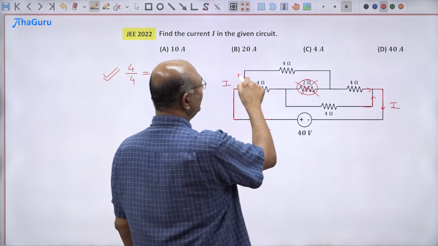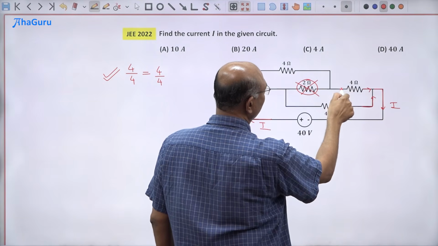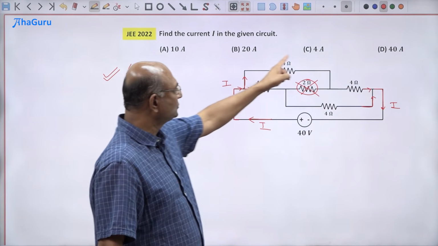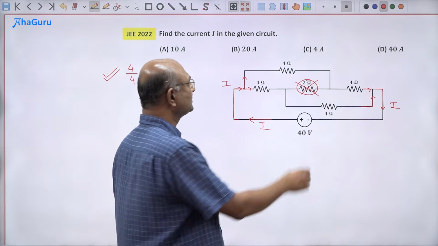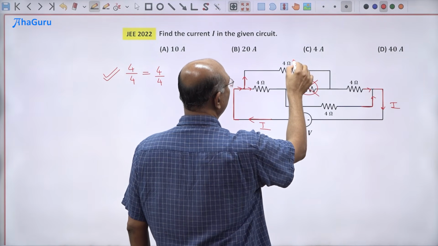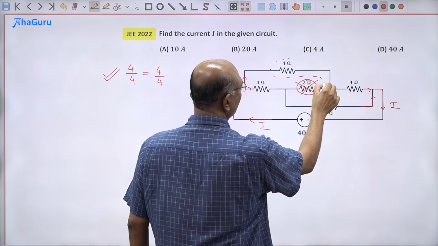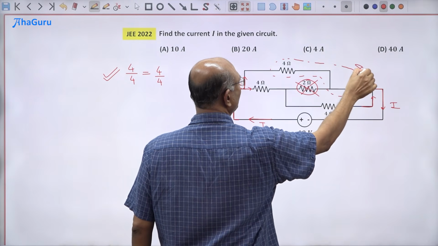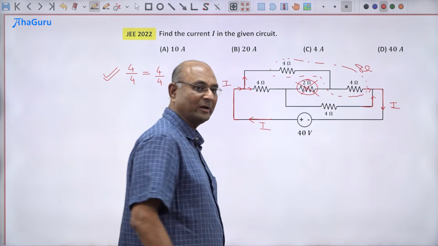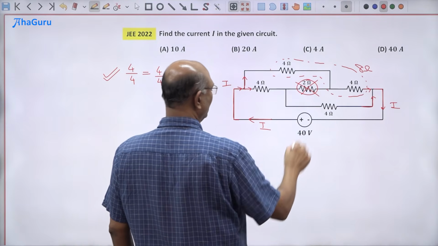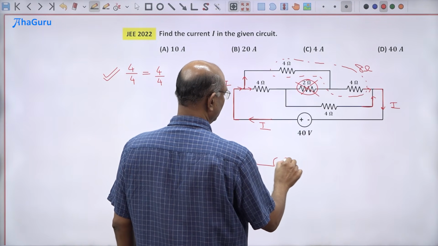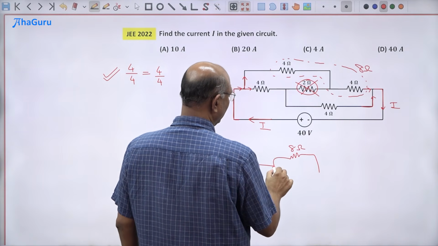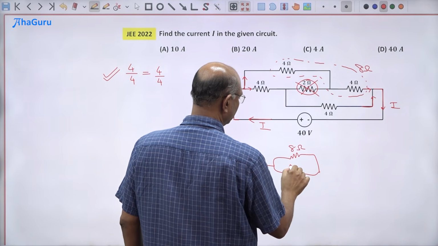And if I remove it, then this 4 will be in series with that 4, and this 4 will be in series with this 4. And so these two together will become how much? 8 ohms. This whole thing will be 8 ohms. Same way this will be 8 ohms. So let me draw the circuit. You have one 8 ohm, and then this will be another 8 ohms.